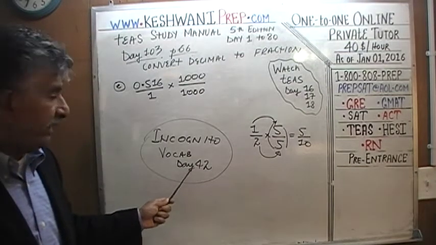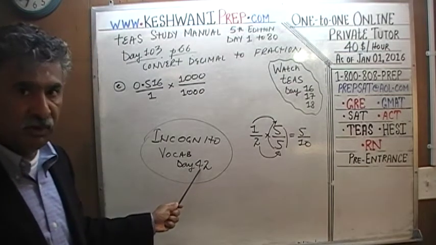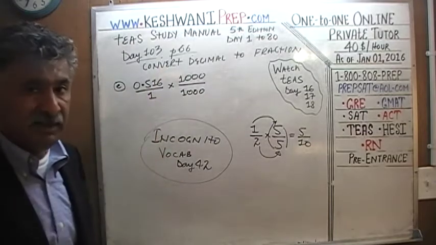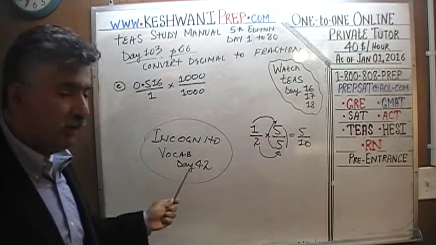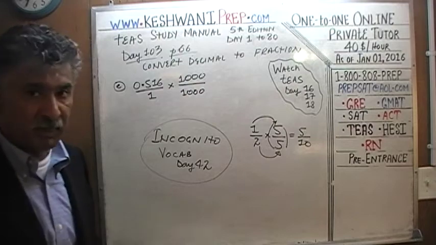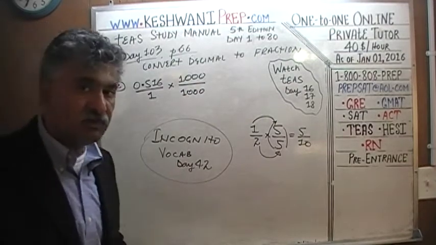To search for it, just type in vocabulary words, day 42. If it doesn't appear there, if you cannot find it by putting in vocabulary words, day 42, then it's always a good idea to also put in my name. Just type in Kishwani, and then vocabulary words, day 42, the video will pop right up. Watch that video where we learned the word incognito, which means in disguise.